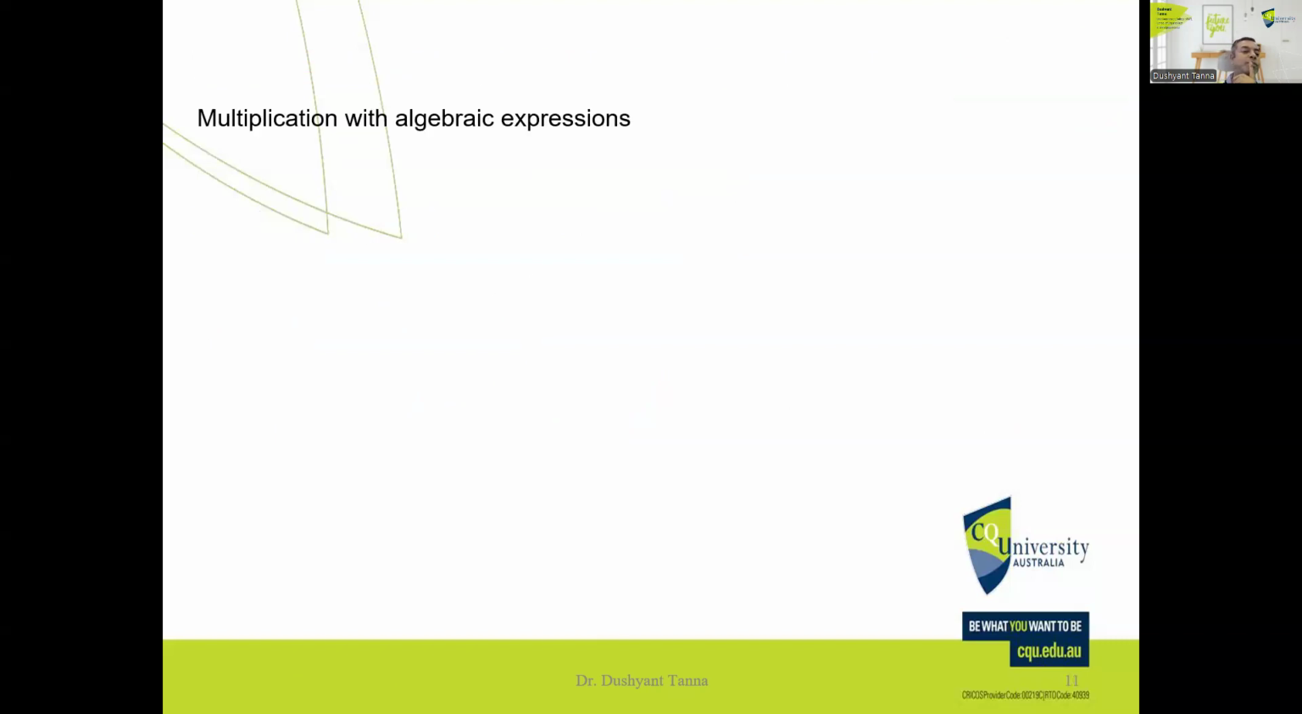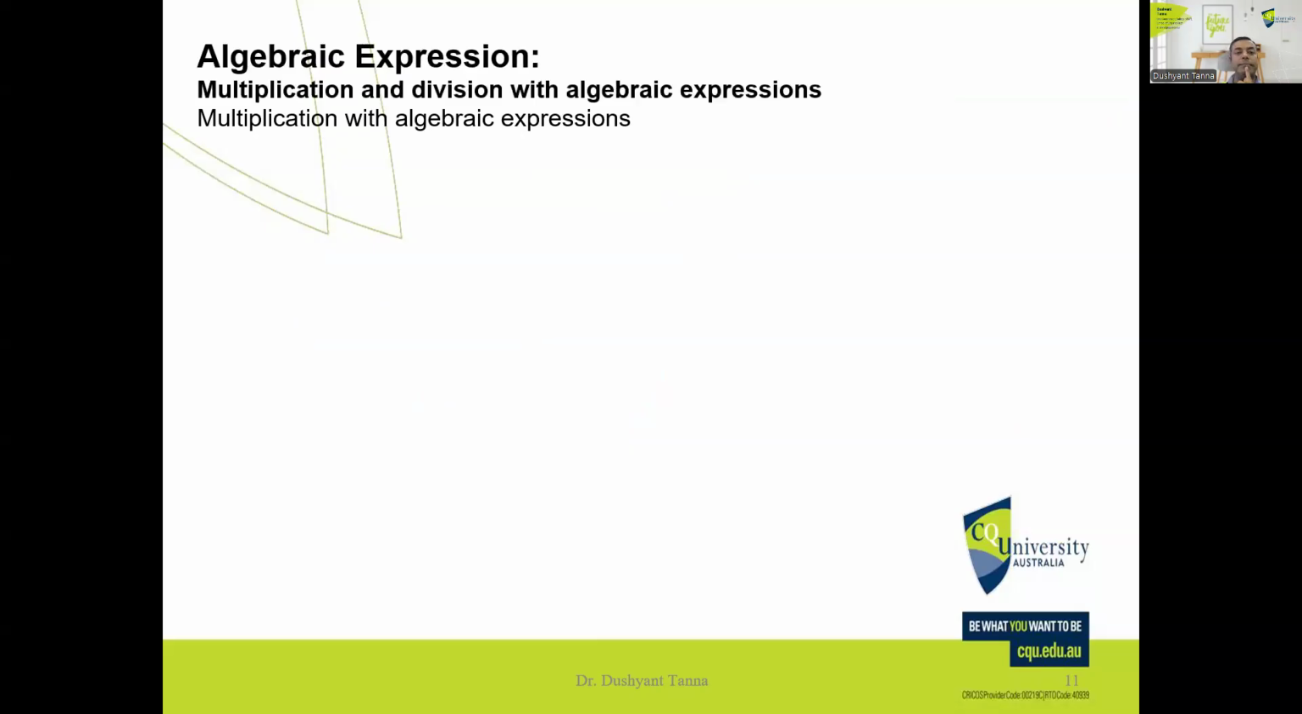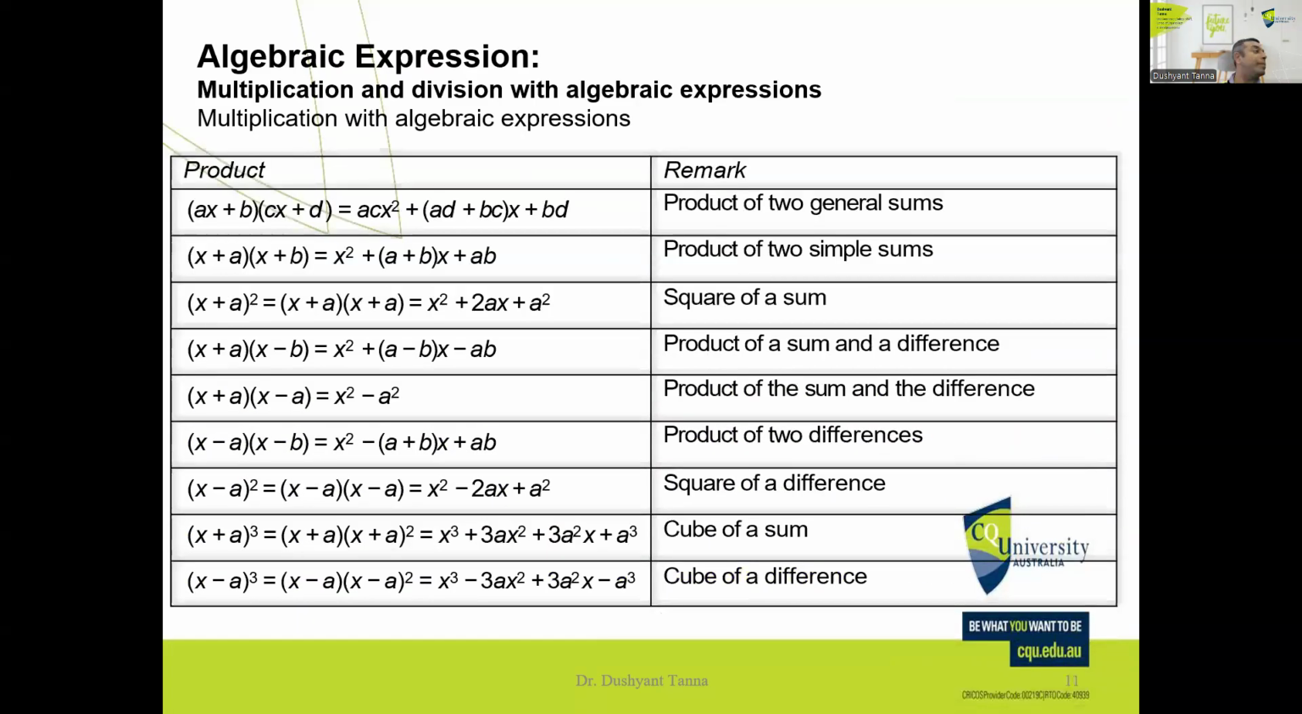Okay. Multiplication with algebraic expressions. We start with multiplication. It looks horrible, but trust me, you would have seen almost everything here except the last two, I believe. This one, we are practicing the distributive property. X plus S, same thing. X plus S squared, I just explained a while ago. If you don't know it, multiply it twice.